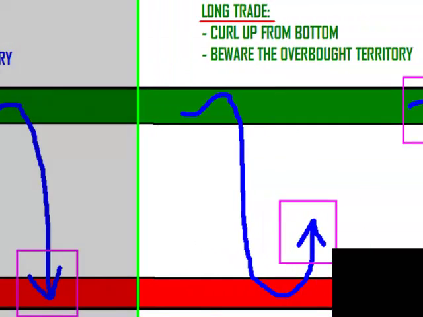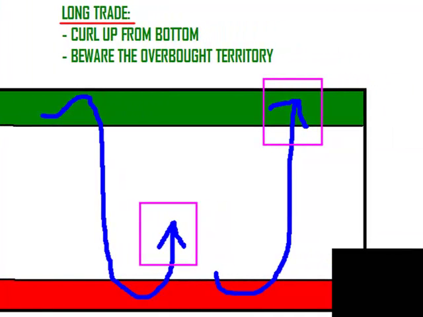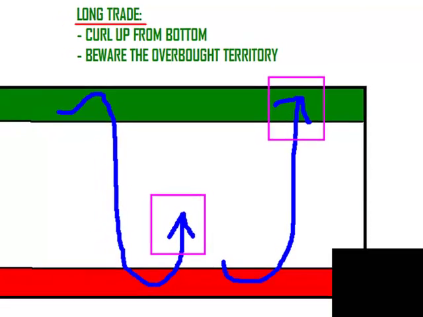This is for a long trade. Now of course for a long trade, pretty much the exact opposite. I want to see it curl up from the bottom. So it goes down into oversold territory, then curls up from the bottom. And of course when it curls up from the bottom, we want to then be getting into our long trade. We don't want to wait to get into that long trade when we see momentum all the way stretched up to this green area here, which is overbought territory.